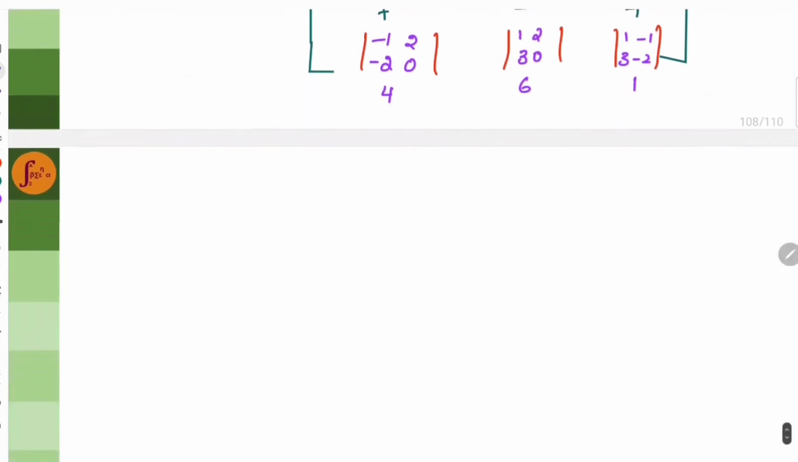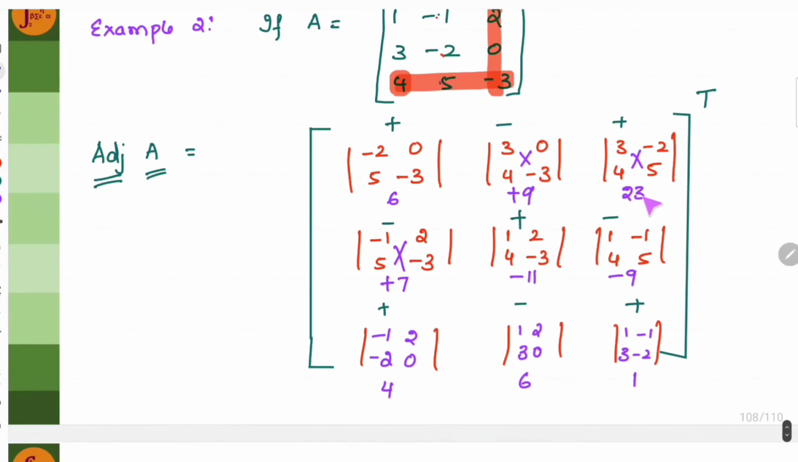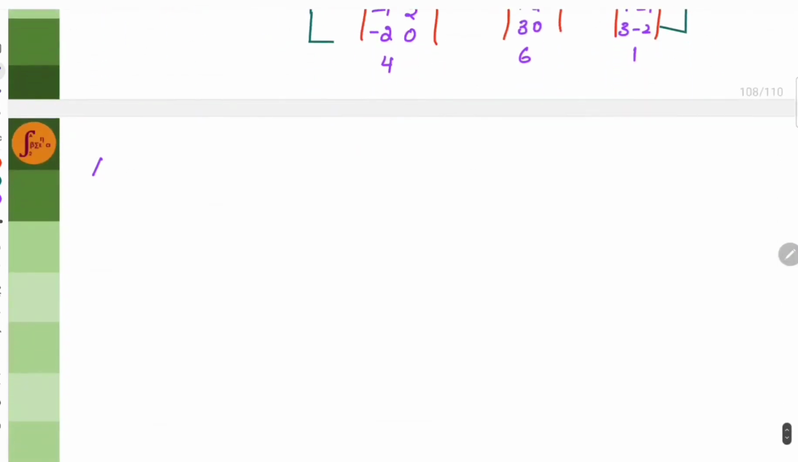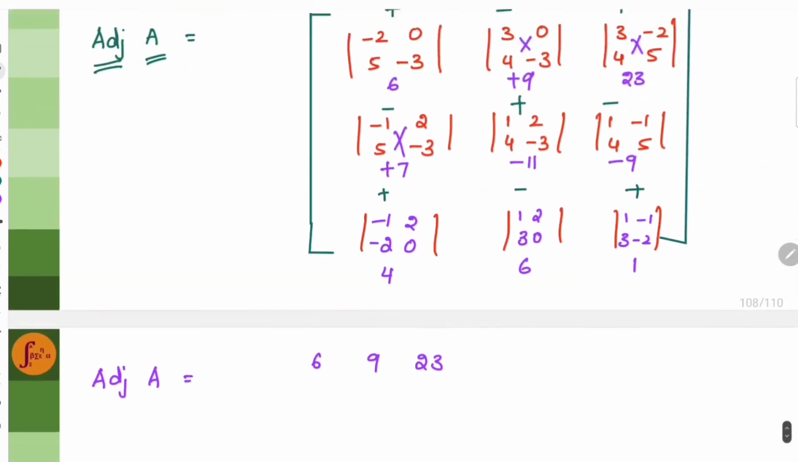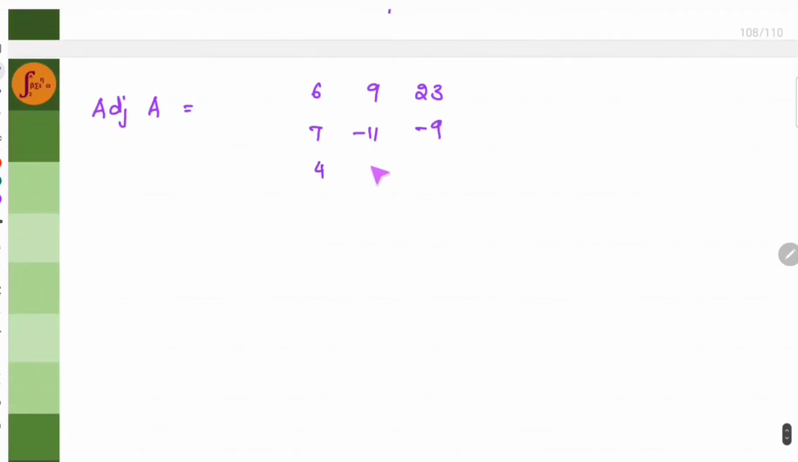Now let's write all of these elements. We'll have to find the transpose also, right? So we'll interchange all the rows and columns. So that will become the transpose. So adjoint A is nothing but 6, 9, 23; 7, minus 11, minus 9; 4, 6, 1. So this is the cofactors.